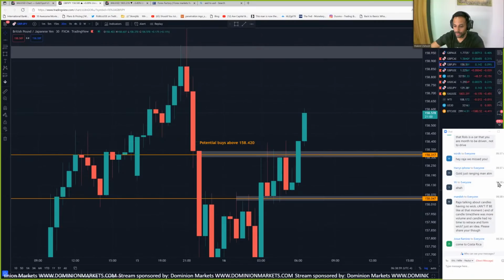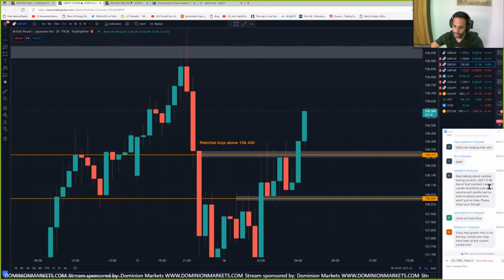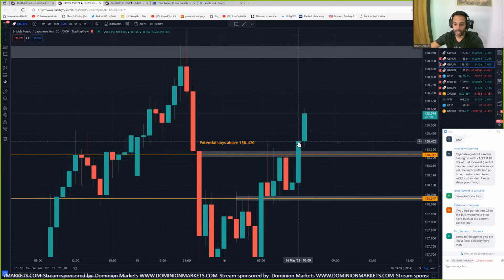Oh. Having no wick, can't it be that at that moment, at the end of the candle, there was more volume and the candle had no time to retrace? Just an idea. Please share your thoughts. Okay, so the question is, when a candle has no wick on the top, doesn't that mean there was a lot of volume? That's correct.